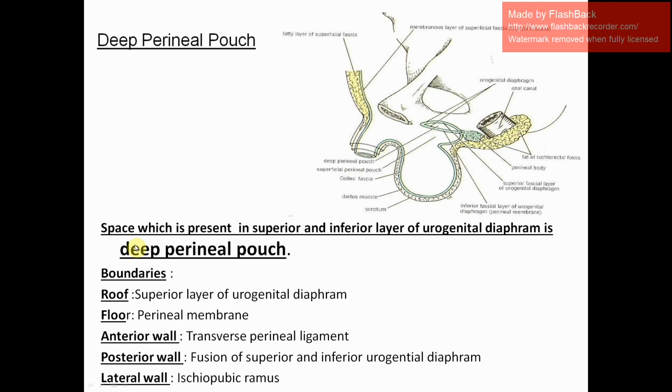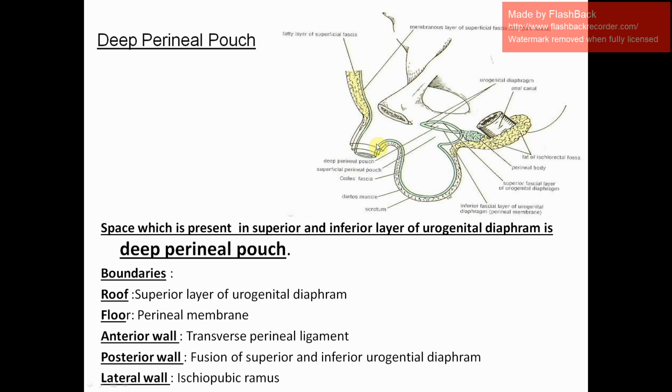Now we'll see the deep perineal pouch. So this is the sagittal section. In the sagittal section, I'll tell you the outline of the deep perineal pouch and the superficial perineal pouch.